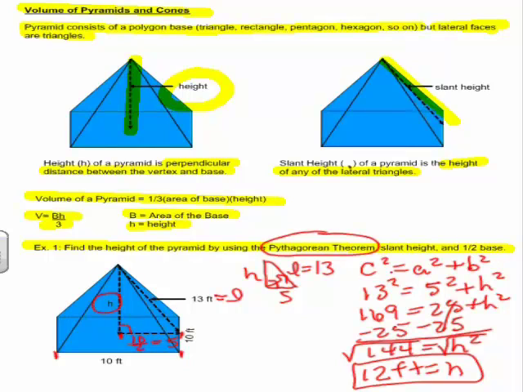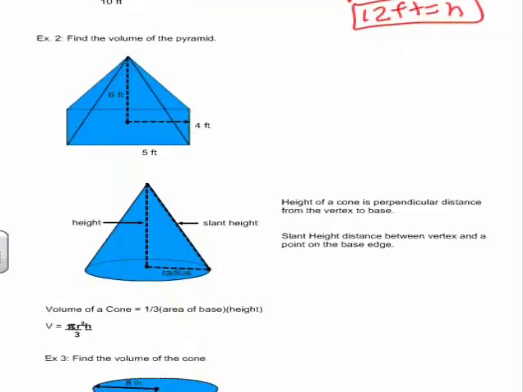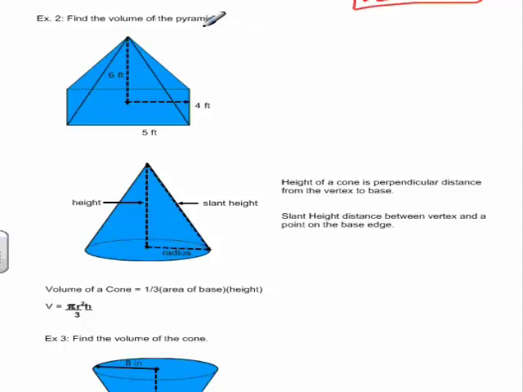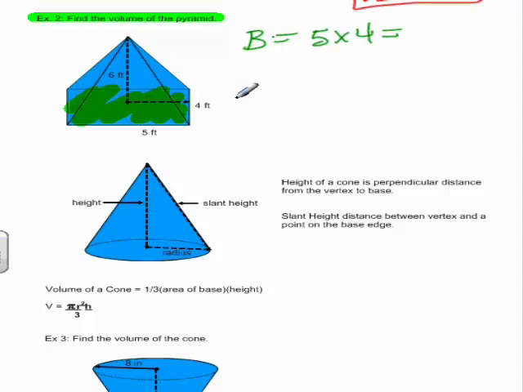Okay, now we want to look at another example. We want to find the volume. Let's find the volume of a pyramid. All right. That's example 2, find the volume of the pyramid. So the first thing we need to do is we need to label our pieces. Okay, the base here, which is a rectangle, has an area of 5 times 4, and it's in feet, so it's going to be feet times feet. So 5 times 4 is 20, and feet times feet is square feet.